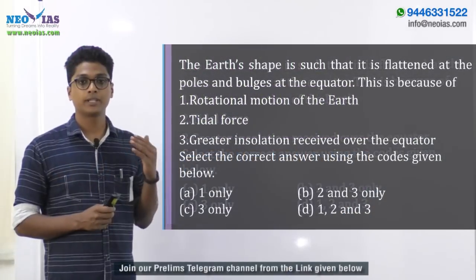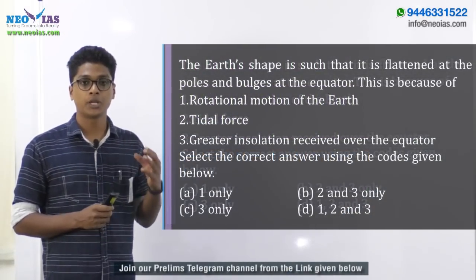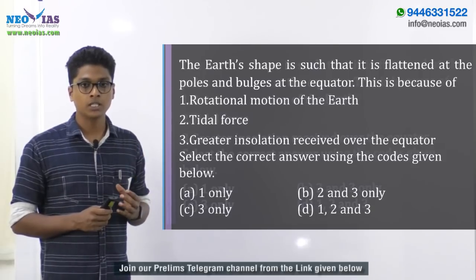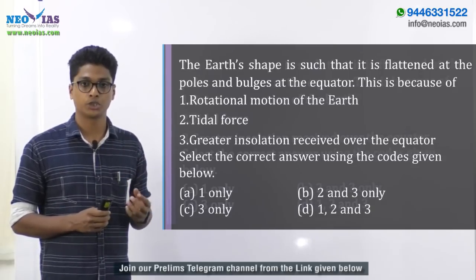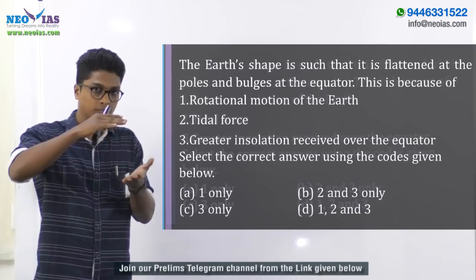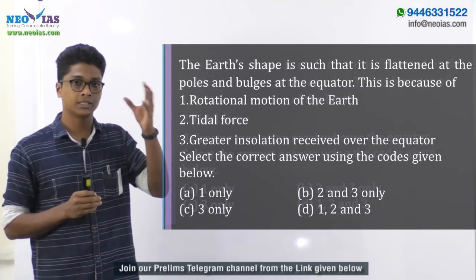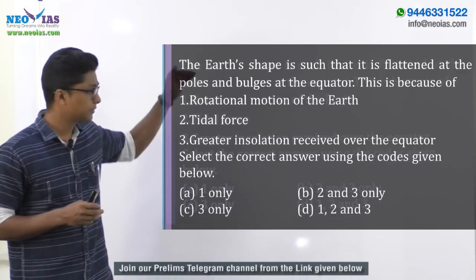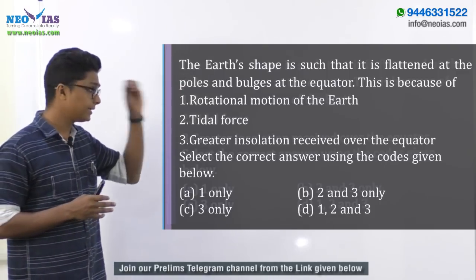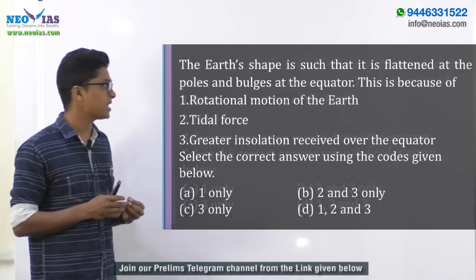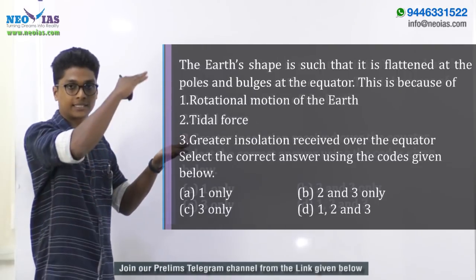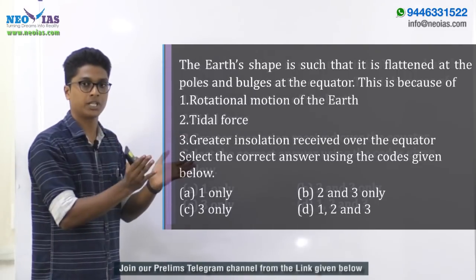Hello everyone. Today's model question is regarding the shape of the earth. The shape of the earth is more similar to that of an orange. It's more compressed over the poles and it's bulged over the equator. Now, have you ever wondered why the earth's shape is like this? This model question is regarding the reason behind this peculiar shape of the earth, like, why it is flattened at the poles and why it's bulged at the equator.